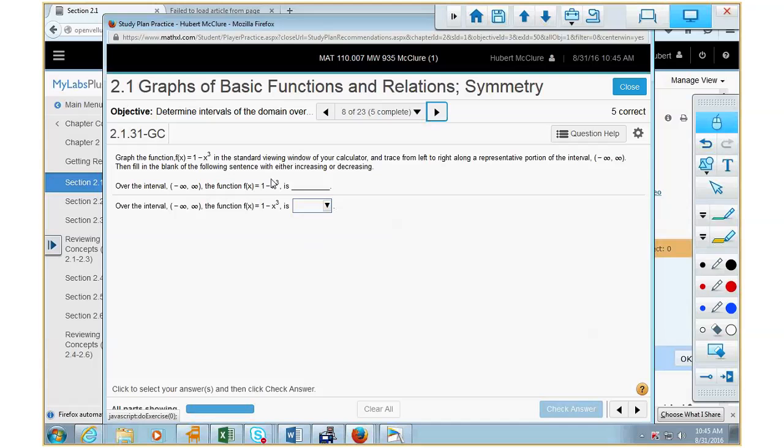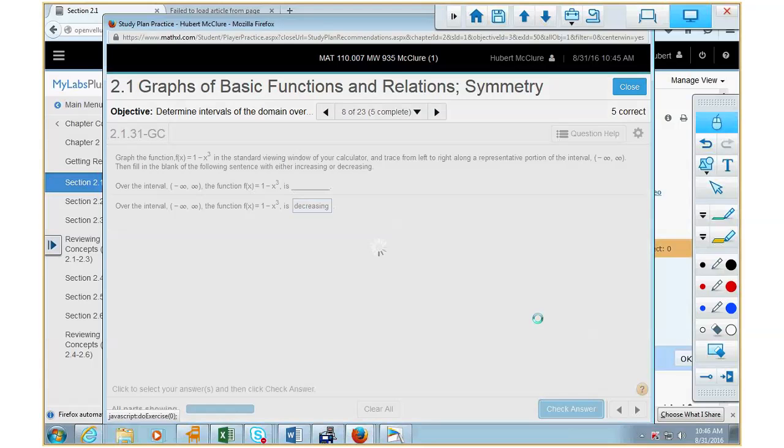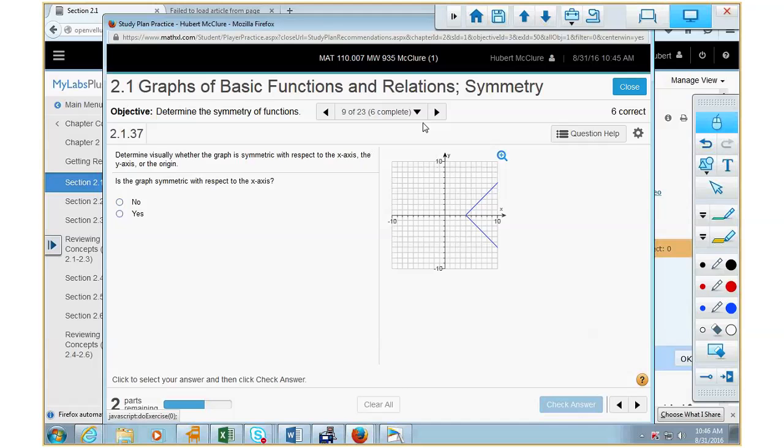How about this one? Negative x cubed plus 1. Decreasing. Well, there, I did that without even drawing it. Wow, how did I do that? Because I know my parent graphs.